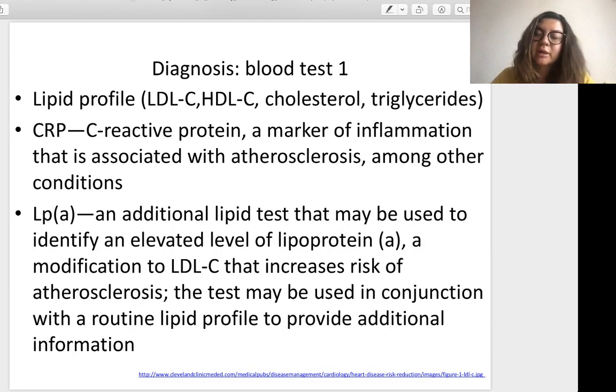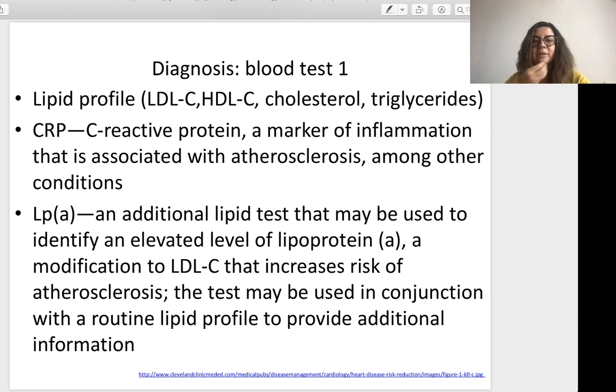And additionally, not in the first place, but obligatory when you suspect ischemic heart disease, is routine laboratory testing and especially blood testing. Here we should check the lipid profile with LDL, HDL cholesterol, general cholesterol, and triglycerides. We should measure C-reactive protein as a marker of inflammation that is associated with atherosclerosis. You remember from pathophysiology that atherosclerosis is by nature an inflammatory process, among other conditions.